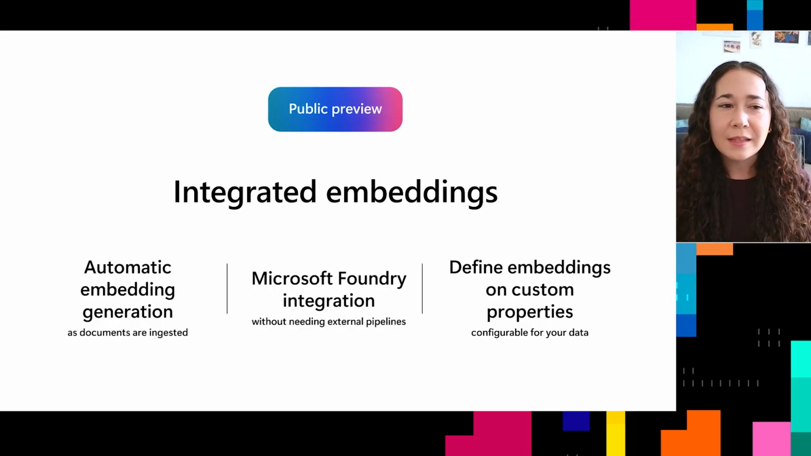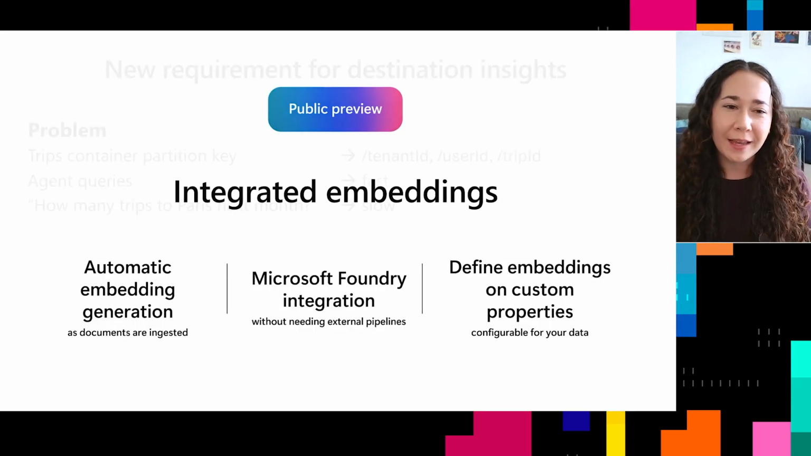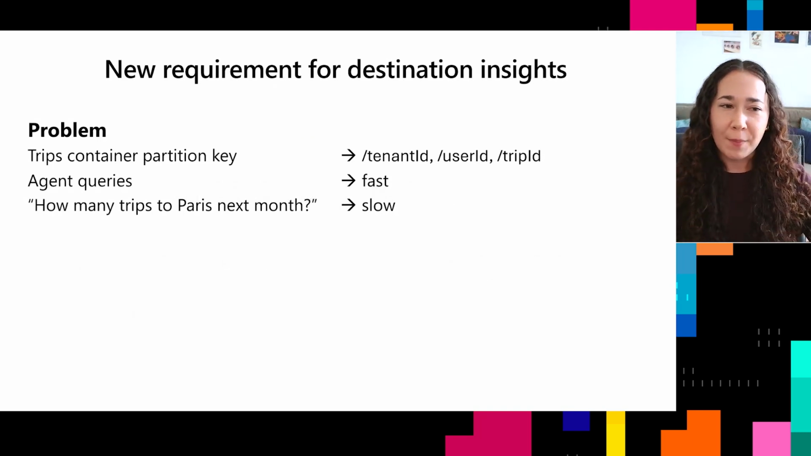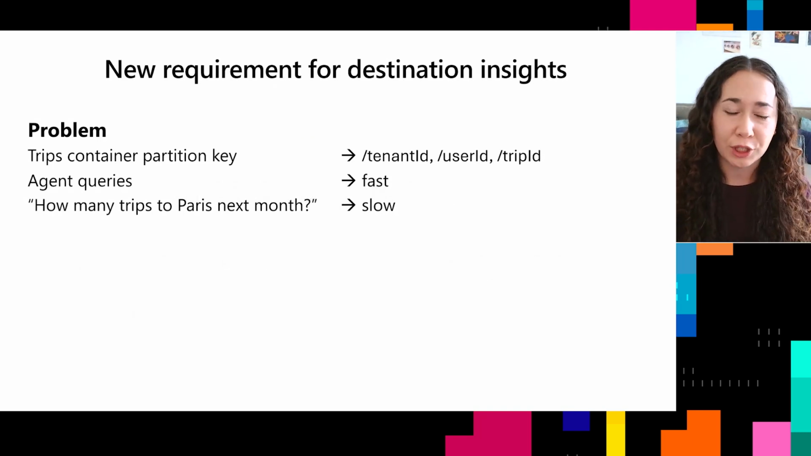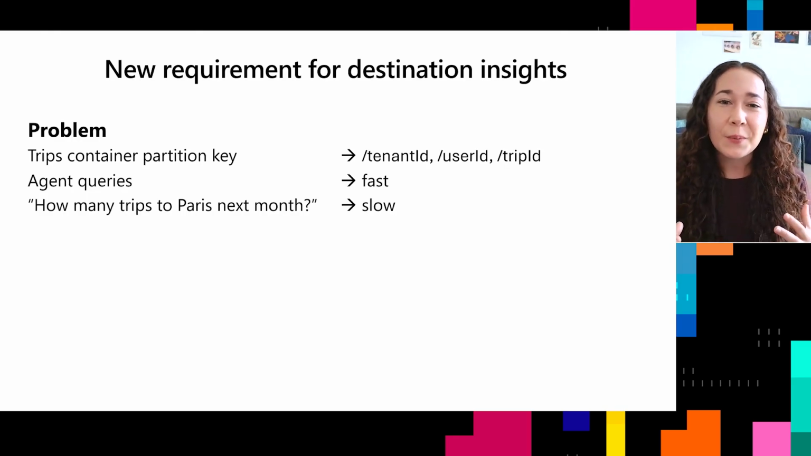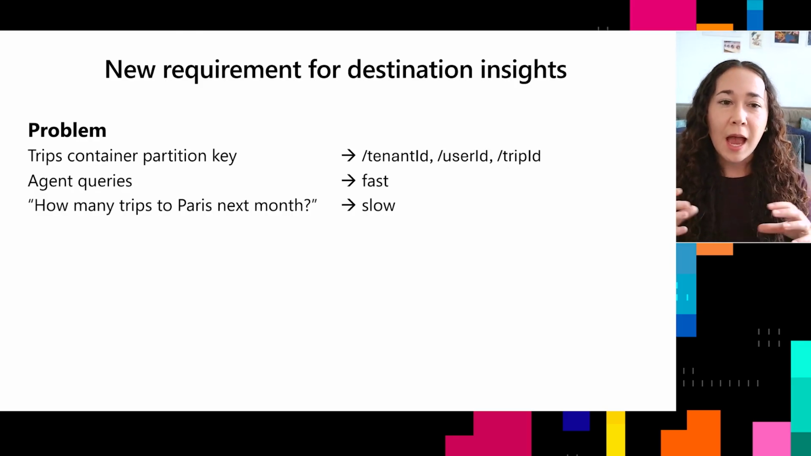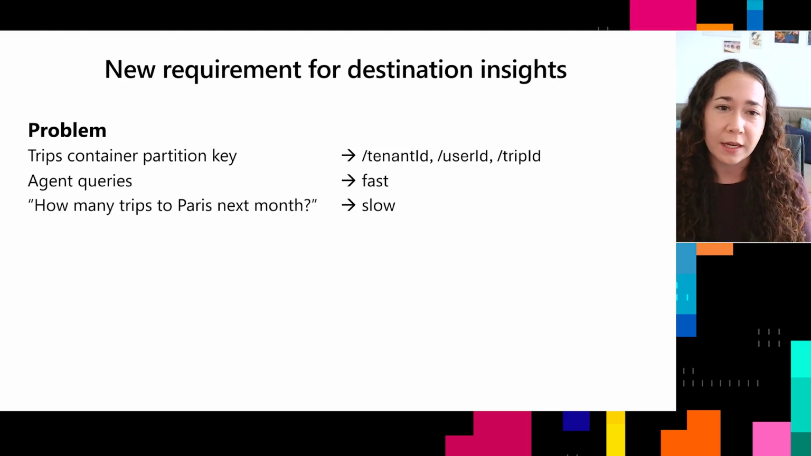Yeah, so let's take a look at the design of our trips container and see why this new dashboard, higher level query is so difficult to fulfill with our current architecture. As our travel application is picking up steam and more users are using it, we have this need for cross-tenant queries. How many trips to Paris are next month? What is the top city? What is the top destination? These types of things are not really well served by our current architecture.